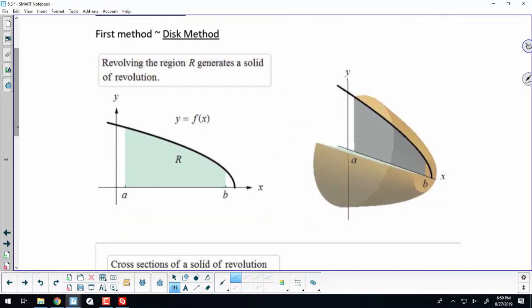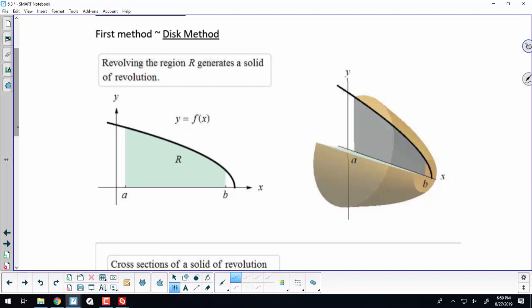So here's what we're working with. Let me look at a function f of x on some interval from a to b. And then I'm going to take that particular region, capital R, and rotate it around an axis. If we rotate it around the x-axis, then we get this kind of bell shape. And we're going to be asked to find the volume of that bell, or whatever that figure is.